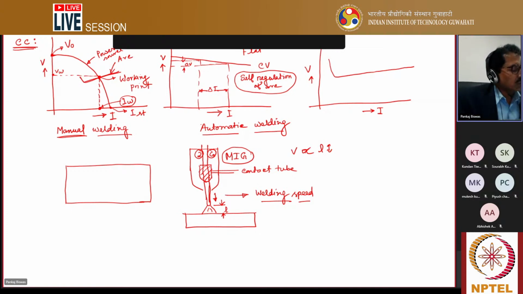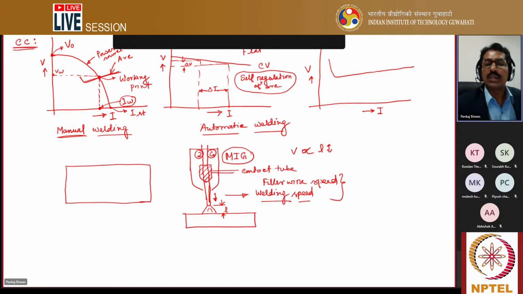That's why this constant voltage power source characteristic is used for automatic types of welding process. Now you got the idea what automatic welding is. Automatic welding means if welding speed as well as filler wire speed are both controlled automatically, then that is called automatic welding process. What is manual welding process? Manual welding process means if both the welding speed as well as filler wire are controlled manually, then that is called manual welding process.